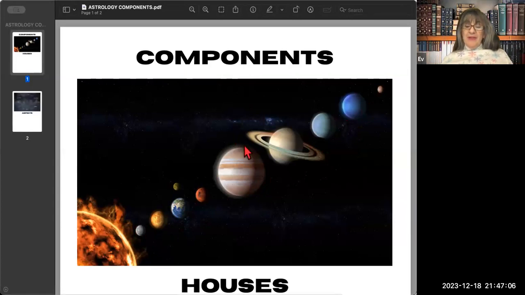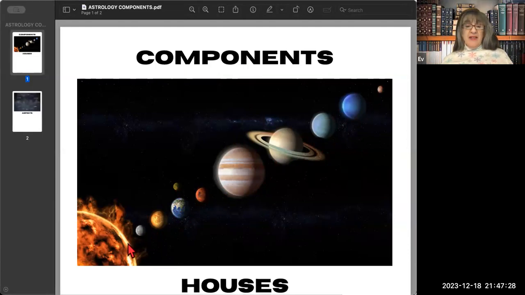What I like about this photograph here is that they're in order from Pluto, Neptune, Uranus, Saturn, Jupiter, Mars, Earth with the moon, Venus, Mercury, and the sun.